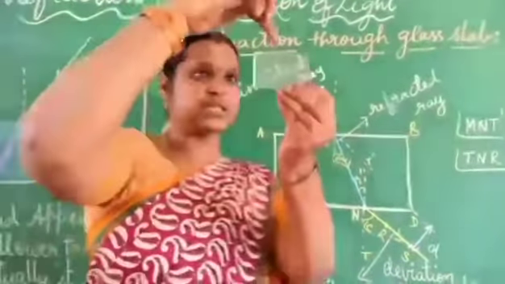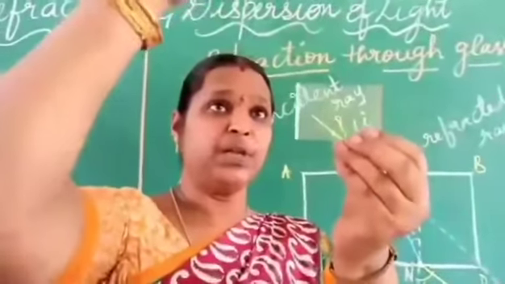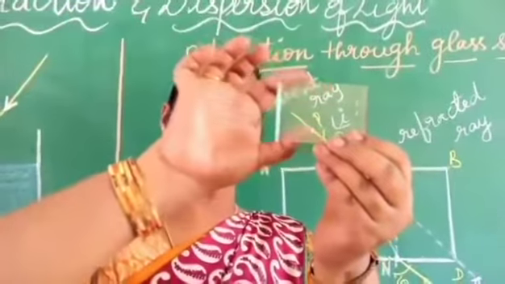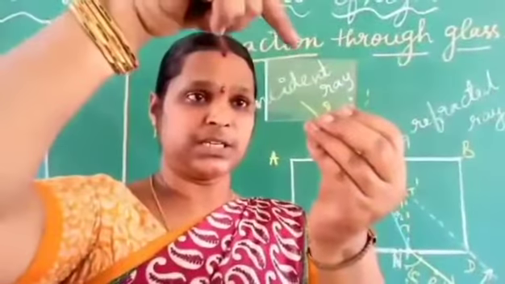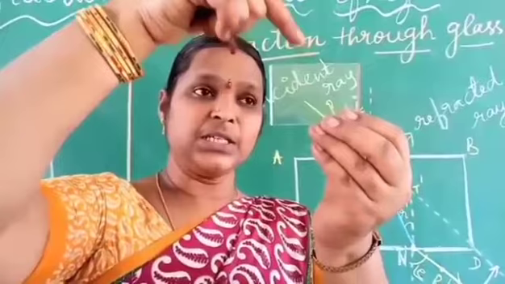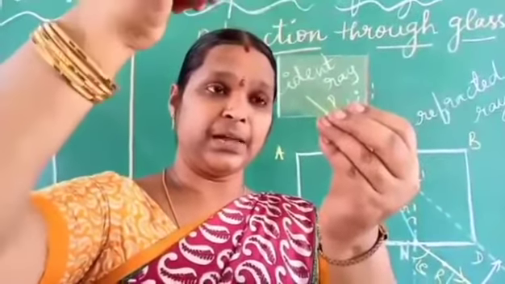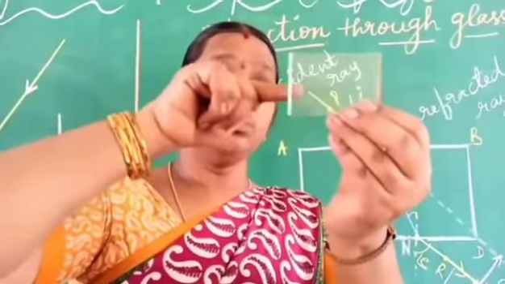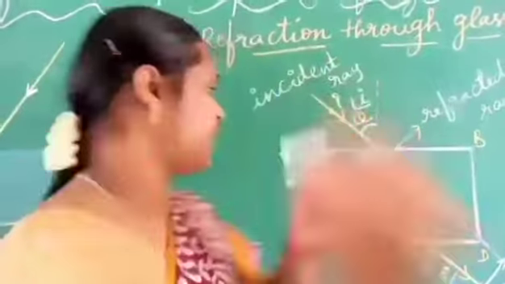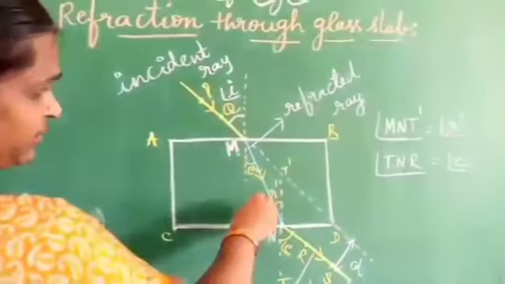Now this is the incident ray. It is coming from the rarer medium, and the glass slab will be the denser medium because the speed of light will be less here. So as it is moving from rarer to denser, we know that the ray moves towards the normal. This is the normal we have drawn here.